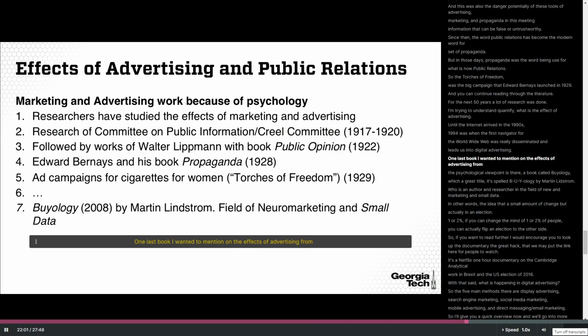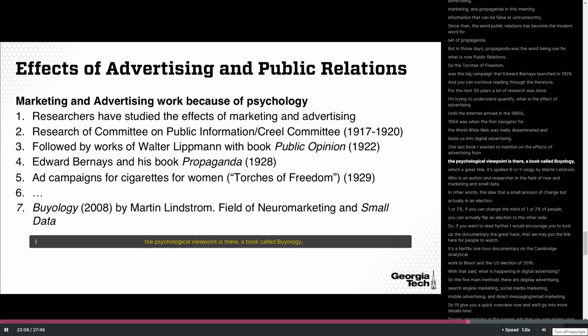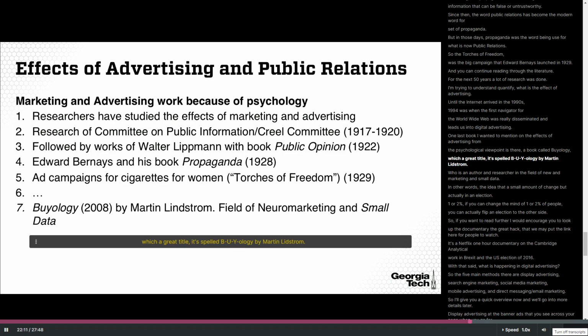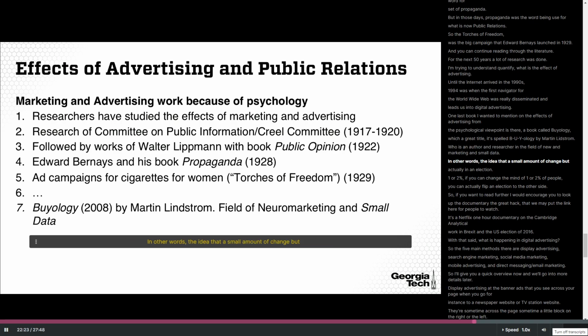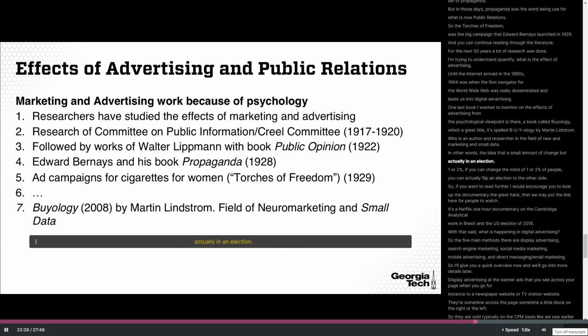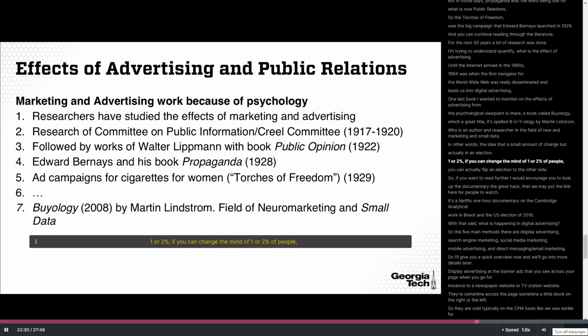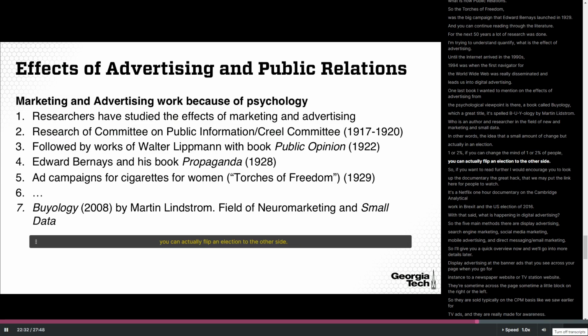One last book I wanted to mention on the effects of advertising from the psychological viewpoint is the book called Buyology, which is a great title. It's spelled B-U-Y-ology, by Martin Lindstrom, who is an author and researcher in the field of neuromarketing and small data. In other words, the idea that a small amount of change, potentially in an election, 1 or 2%, if you can change the mind of 1 or 2% of people, you can actually flip an election to the other side.